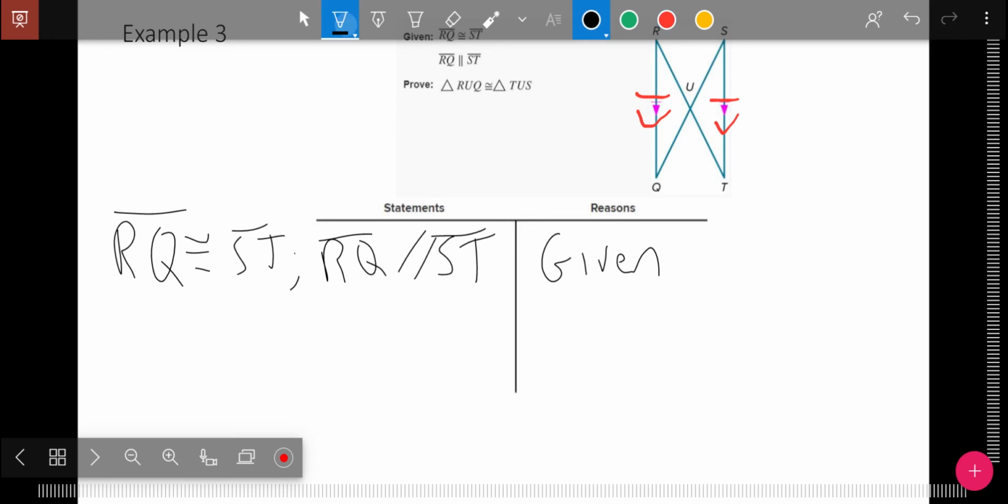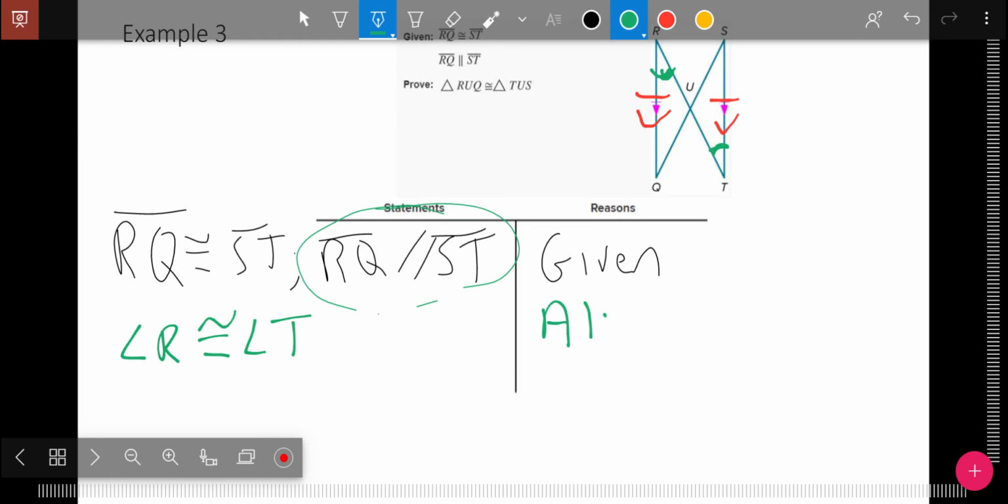Now, how does that help me? How does it tell me that it's parallel? How is that beneficial? And what they expect is that you know if lines are parallel, that alternate interior angles are congruent. So angle R would be congruent to angle T because they are alternate interior angles, which is the alternate interior angle theorem.